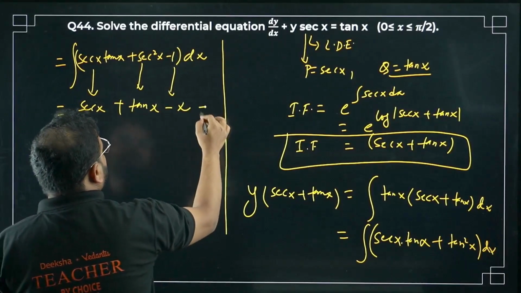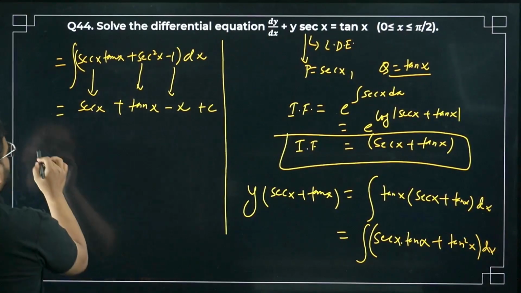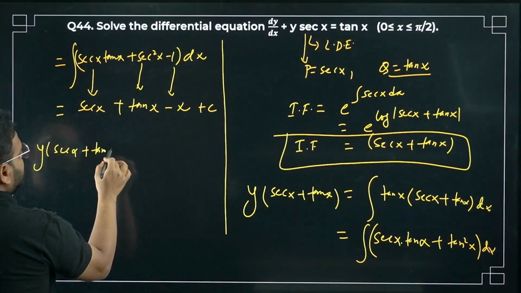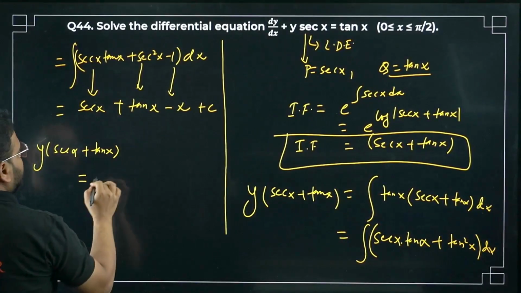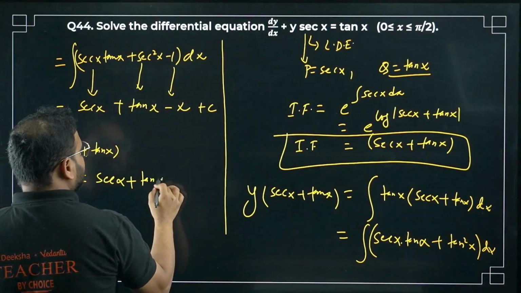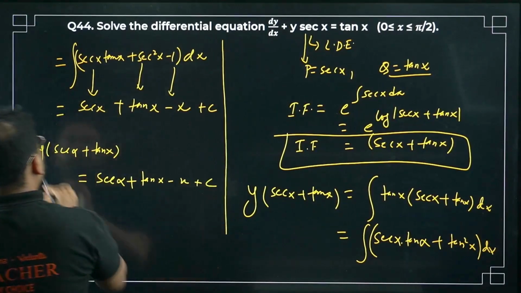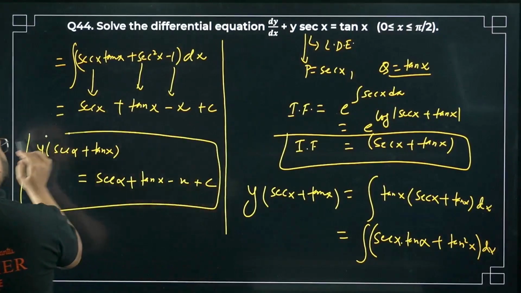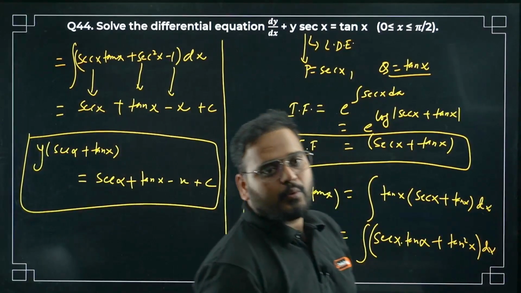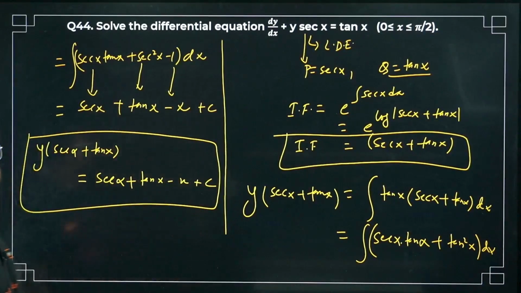Okay, and of course there will be a plus c. What is the answer going to be? Y times of sec x plus tan x equals this whole thing, sec x plus tan x minus x plus c. This is my final answer. Please check. Okay, 44th is also done. Have a look. Clear? Very clear.